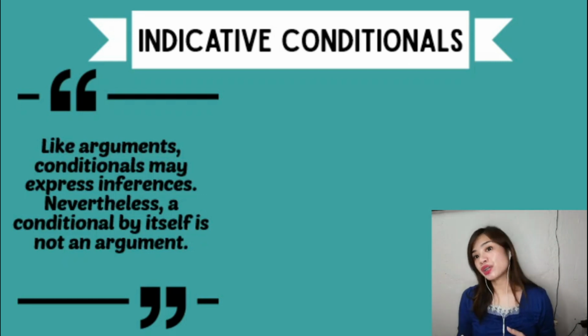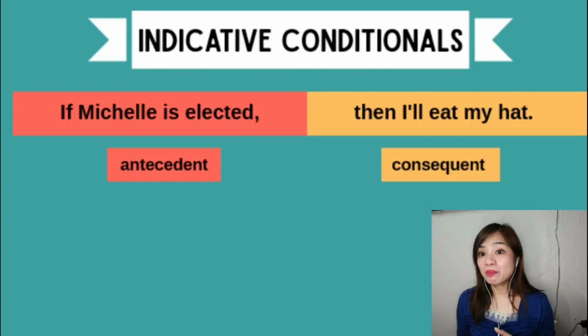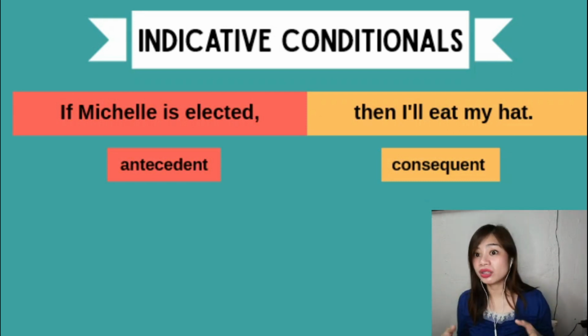So when you assert a conditional, however, you do not commit yourself to the truth of either its antecedent or its consequent. For example, if Michelle is elected, then I'll eat my hat. So someone who asserts a conditional like this one, okay, is convinced that neither the antecedent nor the consequent is true. He or she is just simply betting against the person. Ayaw lang niyang manalo si Michelle, but he or she will definitely not eat the hat if Michelle is elected. So I'm sure you have heard this before, especially among politicians.